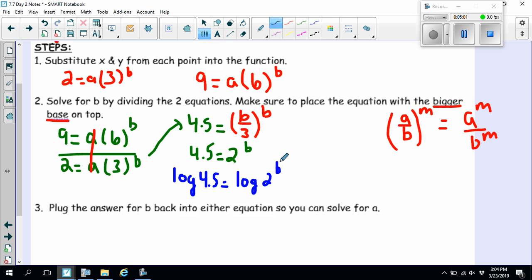Once we've done that, now we're going to use the log property. We're going to take our exponent and place it in front. This is when we talked about condensing and expanding logarithms using the log properties.